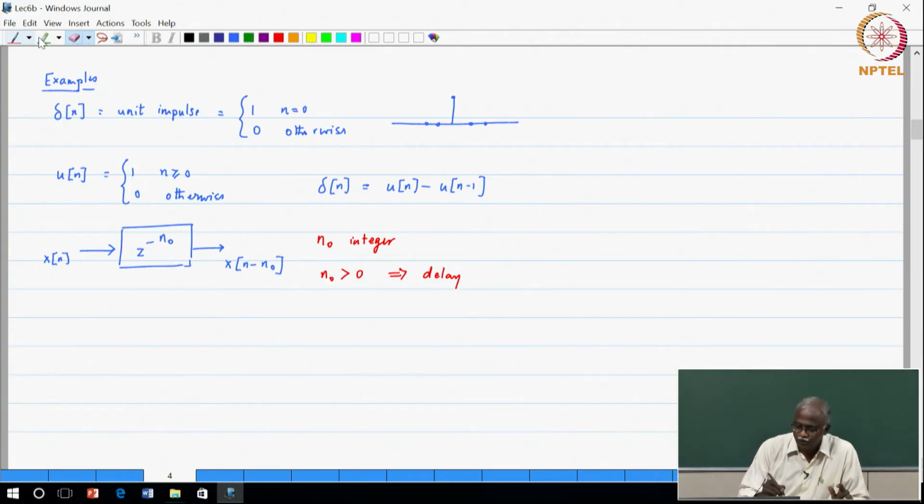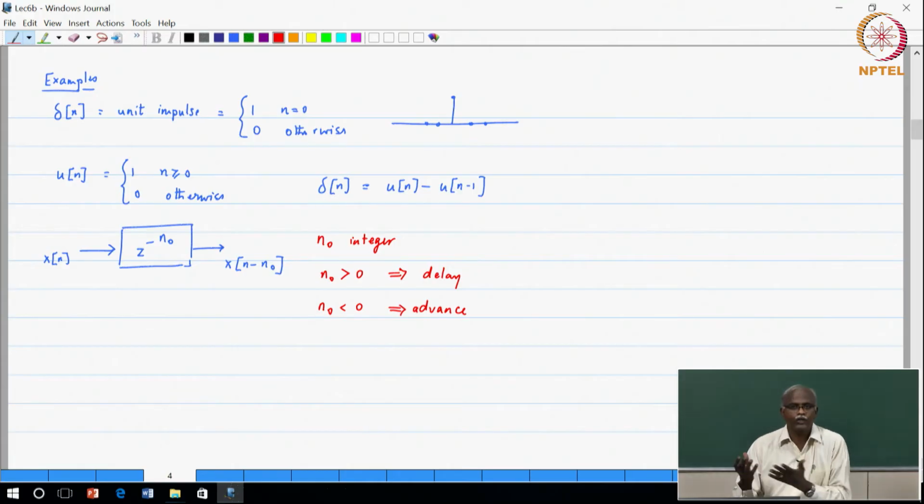So, we do make a note that we can produce sequences with n naught less than 0, which would be an advance operator. Okay. So, this is something that we can do very easily in DSP, which we cannot do typically in a continuous time system. So, this is feasible for all sequences. We can shift them forward to the right or to the left. We can either delay them or we can advance them.